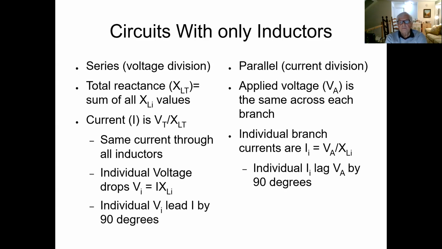Parallel-wise, we have current division. The applied voltage is the same across each branch, and the individual branches will have individual branch currents.